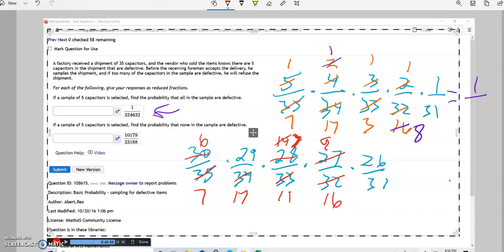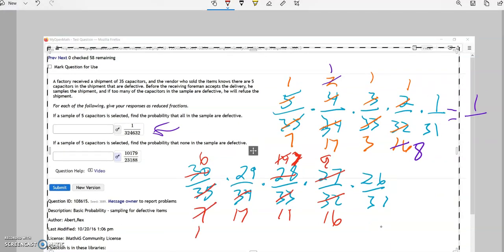Never know. Well, let's multiply the numerators, see if I get 10179. So 6 times 29 times 7 times 9 times 26. Nope. Hold on. I'll be right back. Okay, this 7 cancels with that 7. 1 here, 1 here. So that one got canceled 3 times.